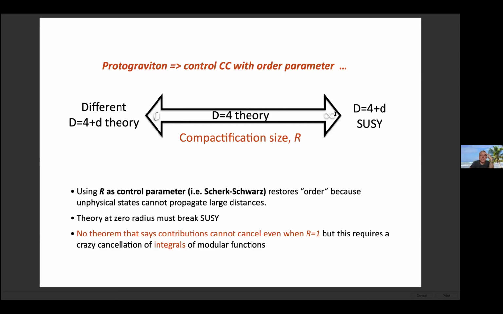And so this is what we came up with: you begin with, here, big D was 6 for us. You have a supersymmetric theory at large radius and a different theory at small radius, which is non-supersymmetric. In between, you've got a D equals 4 theory, so I compactify 2 dimensions. And I vary the radius, and I get something where I can control the cosmological constant and make the Proto-Graviton contribution much smaller. So R, the radius, is a control parameter, which allows me to restore order, if you like. I can dial down my Proto-Graviton contribution so that I can still think of it as a field, in a field theory sort of way.